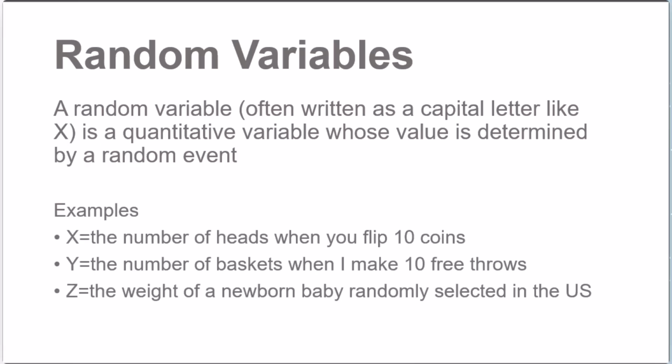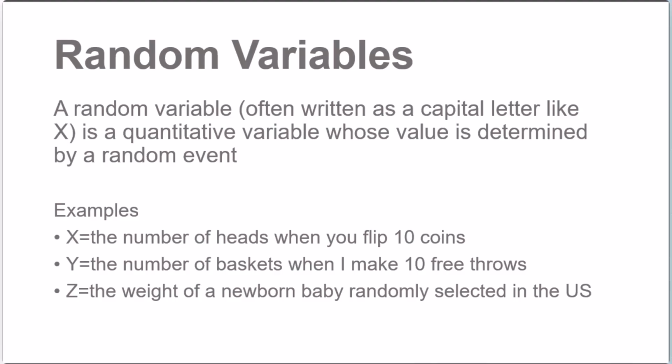Some possible examples would be the number of heads when you flip 10 coins. So if you flip 10 coins, you'll get some number of heads between 0 and 10, but we don't actually know what that would be because it's random for each coin flip.